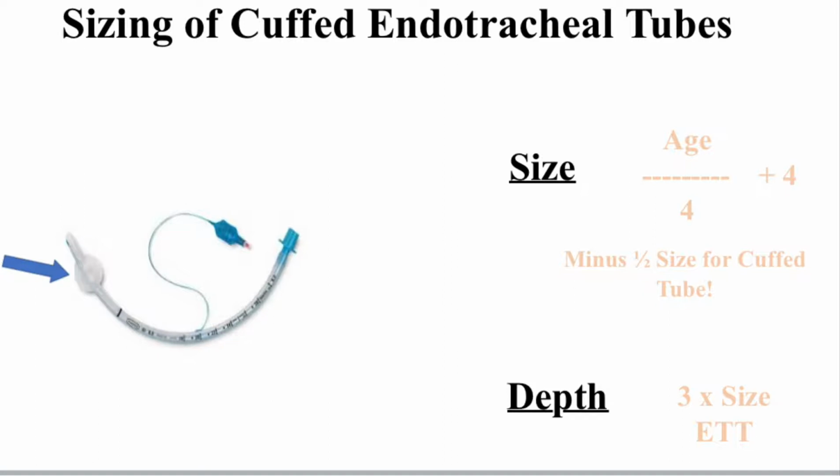For the depth, a simple way to remember a general depth of the endotracheal tube insertion is 3 times the size of the endotracheal tube. In our example, if you were using an uncuffed tube, that would be 18. For a cuffed tube, that would be anywhere from 16 to 17 centimeters depth.